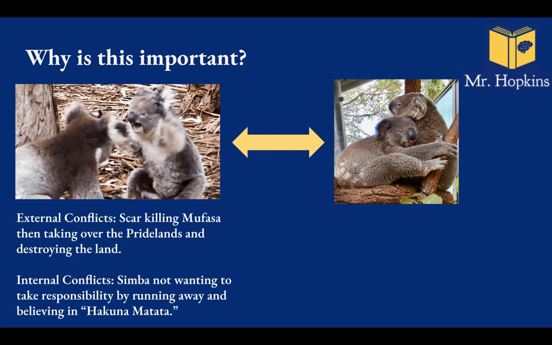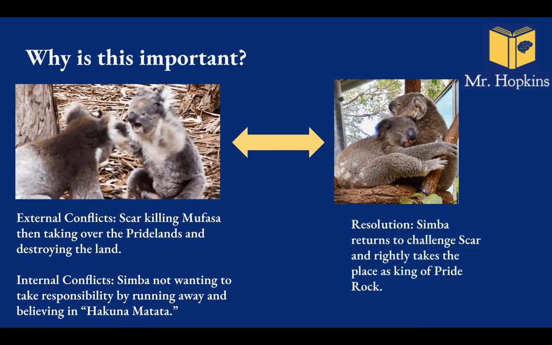So external conflict, the main inciting incident here: Scar kills Mufasa and he takes over the Pride Lands and destroys the land. He is not a good king. He's not responsible. He doesn't take care of other people. He's very selfish. And then an internal conflict: Simba doesn't want to take the responsibility. He runs away and he believes in Hakuna Matata. The resolution: Simba returns, he takes responsibility, he challenges Scar, and he rightfully takes his place as the King of Pride Rock. And then at the end, all the land is really beautiful again.